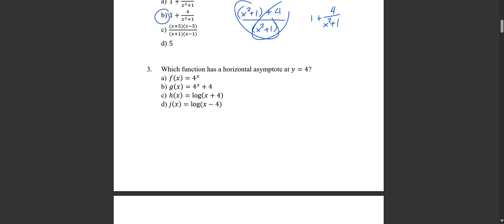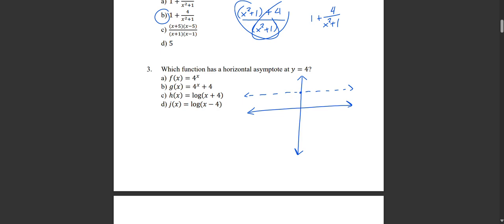So moving on to number 3, which function has a horizontal asymptote at y equals 4? So this is a review of what a horizontal asymptote might look like. The horizontal asymptote is an output that we can never reach, and it's going to look like a dotted horizontal line. So with y equals 4, there's going to be some kind of invisible barrier that the function can just never really cross because of the restrictions of the function itself.